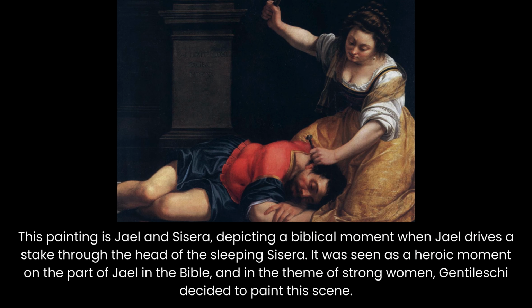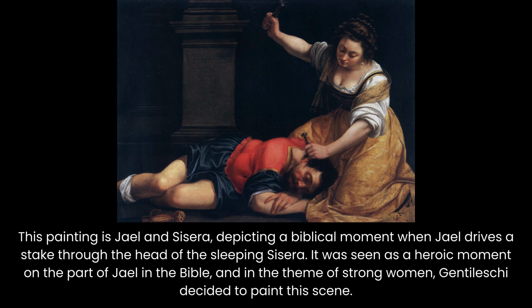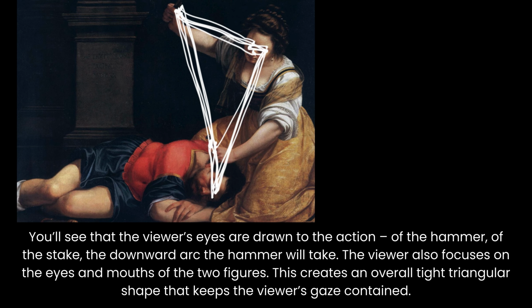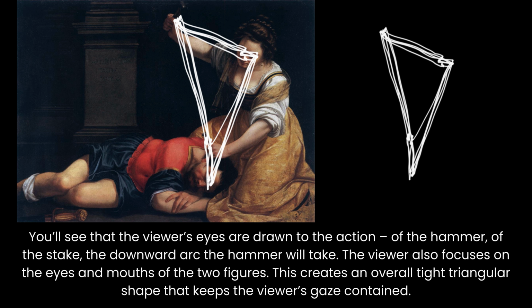This painting is Jael and Sisera, depicting a biblical moment when Jael drives a stake through the head of the sleeping Sisera. It was seen as a heroic moment on the part of Jael in the Bible, and in the theme of strong women, Gentileschi decided to paint this scene. You'll see that the viewer's eyes are drawn to the action of the hammer, of the stake, the downward arc the hammer will take. The viewer also focuses on the eyes and mouths of the two figures. This creates an overall tight triangular shape that keeps the viewer's gaze contained.